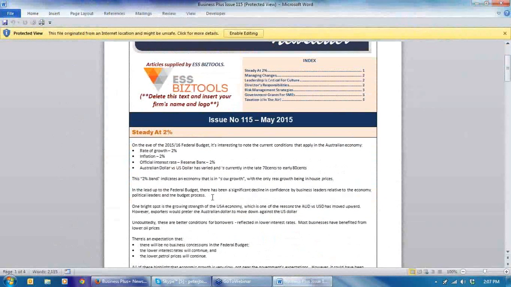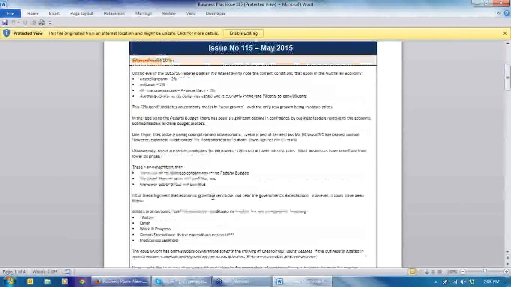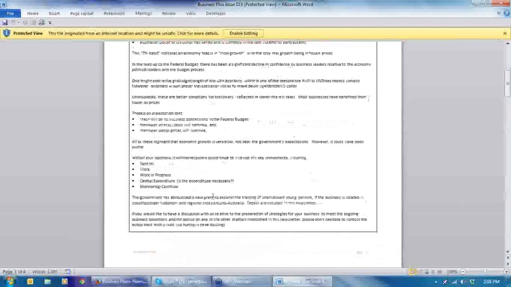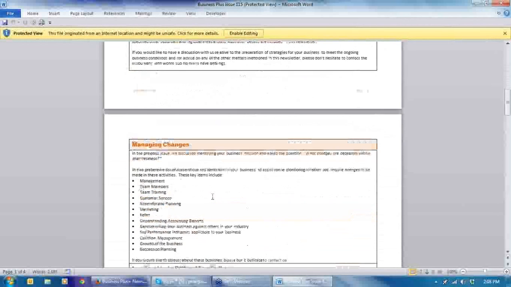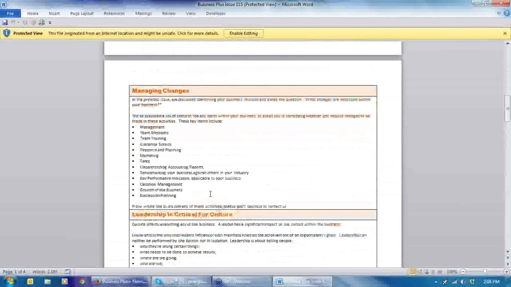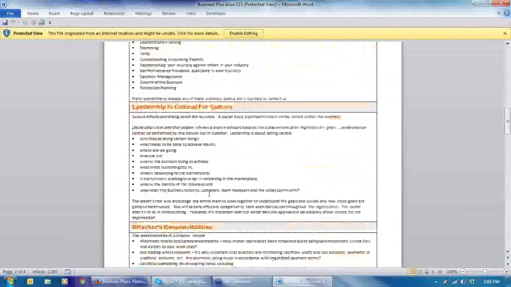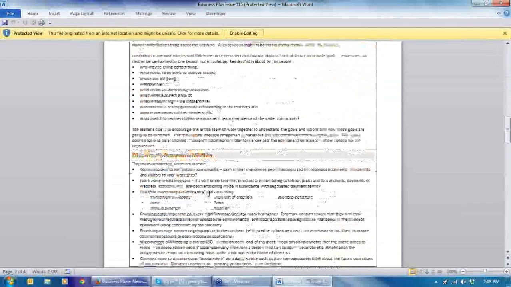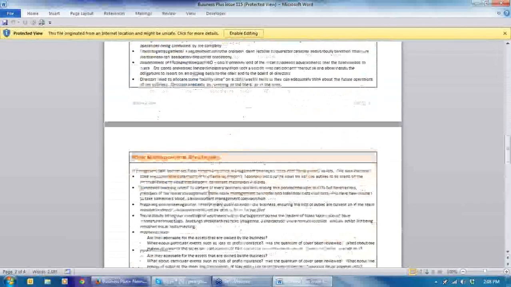The editorial here was called Steady at 2%, obviously referring to the Reserve Bank Board's decision. At ESS BIZTOOLS, we've been producing these newsletters for over 7.5 years. We keep on varying the subjects. This one's looking at managing change. Leadership is critical for culture. Directors' responsibilities. Risk management strategies.